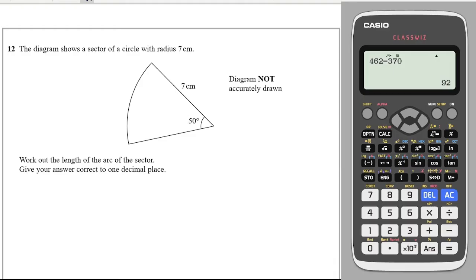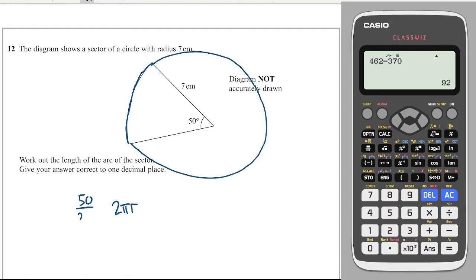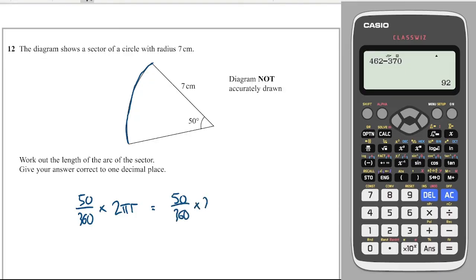Okay, looking for the arc length. Well, the circumference of a circle is 2 pi r, but I want a fraction of that circumference. I don't want the whole circumference. In fact, I want 50 out of 360 of that circumference, because that's what the angle is, out of a whole circle, which is 360. So this would be 50 over 360 multiplied by 2 multiplied by pi multiplied by r.